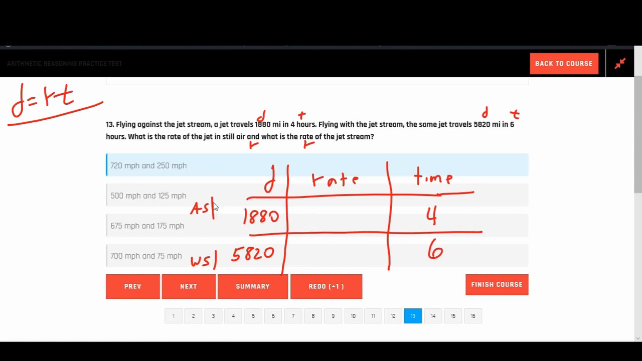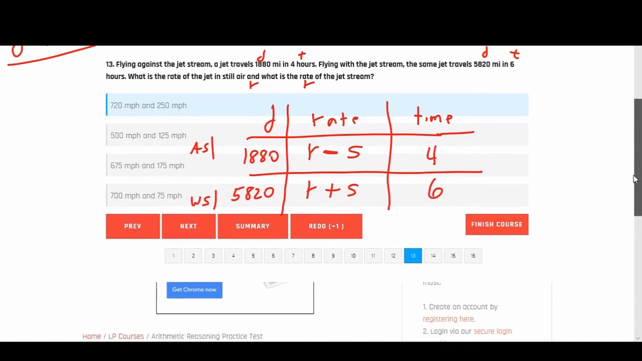Again, this first one is against the jet stream. So our rate of speed is actually going to be slowed down by the jet stream, which I'm going to represent as S. So again, this rate against the jet stream is slowed down by the jet stream itself. So I'm going to call that R minus S. When you're riding the jet stream or it's pushing you, that's going to speed you up. So I'm going to call that R plus S. Okay? And with that done, we can actually build an equation that's going to let us solve this problem.